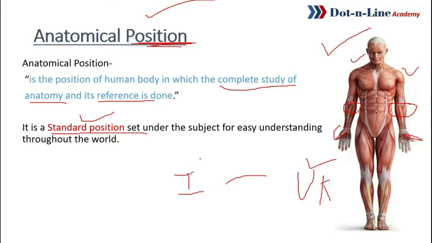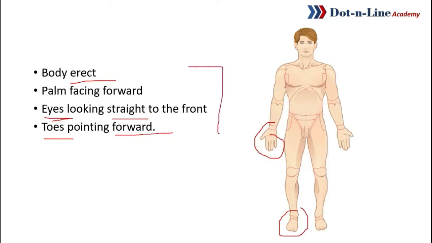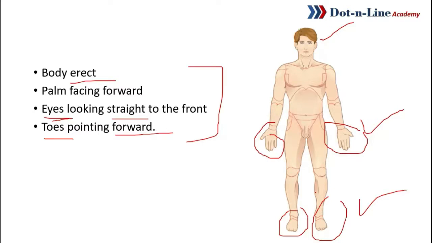What is the anatomical position? When a person is standing and the body is erect, the palms are facing forward, the eyes are looking straight, and the toes are pointed forward. These four characteristics define the anatomical position. I am repeating from head to toe: the person is standing straight and erect, the eyes are looking forward, the palms are facing forward, and the toes are pointing forward. The complete body is standing straight, erect. This is the standard anatomical position.